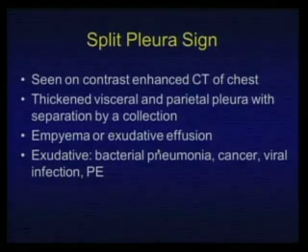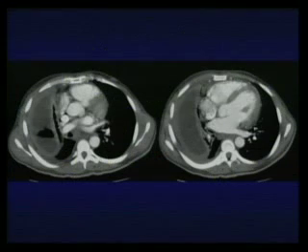And you will see that there is a thickening of the visceral and parietal layer with enhancement with the contrast material. And this can be seen in cases of empyema or exudate pleural effusion. You can see exudate pleural effusion in cases of pneumonia, or in cases of PE, or in cases of cancer. And I will show you two different cases.